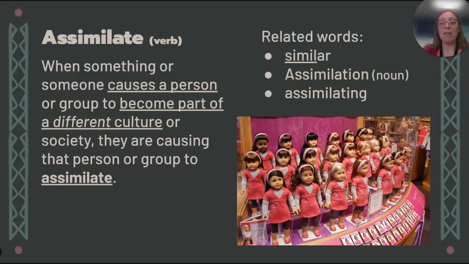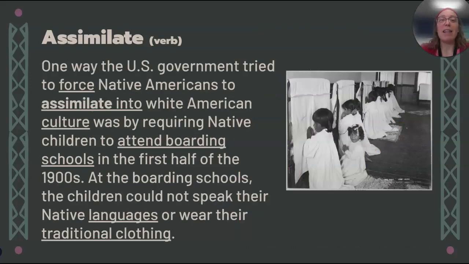So you see here, there are a bunch of American Girl dolls. They seem to all have assimilated into the same culture because they're dressing in a very similar fashion, even though it looks like they came perhaps from very different cultures. So assimilate means to cause someone to become a part of a certain culture. Andrew Jackson and the U.S. government wanted Native Americans to assimilate into white American culture.